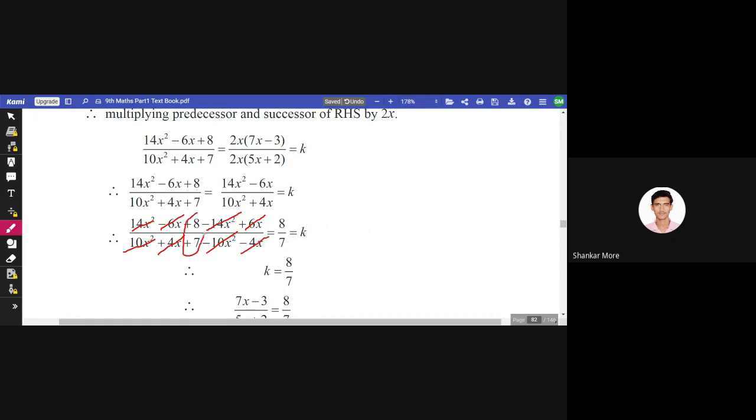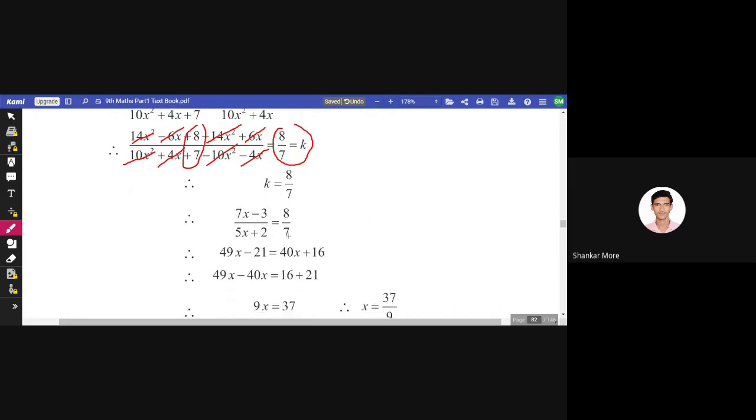So what is remaining? 8 by 7. So value of k is 8 by 7. K is equals to 8 by 7. सो ये हमारे रेशियो की वैल्यू आई.